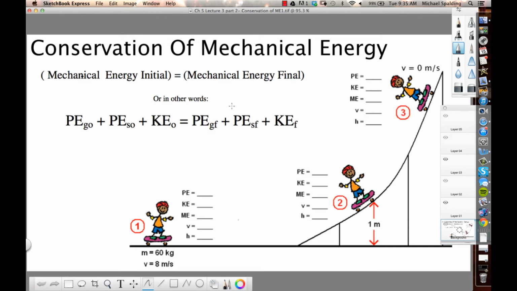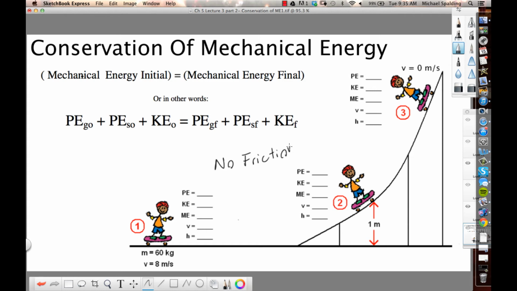All right, so here we have a kid on a skateboard. Oh, and again, we're going to say no friction, right? Because what would be happening if friction were present? Would friction be adding mechanical energy or removing it? It'd be removing it, okay? So we say no friction. Now, you have the mass of the kid, you got the velocity of the kid, so you have enough info to fill in all of this.